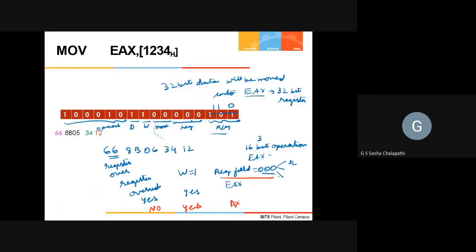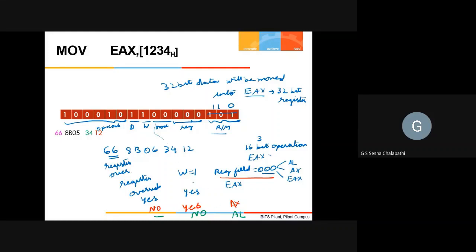Okay, it can be either AL or AX or EAX. If the W bit was 0, then that thing was very clear. If the register field doesn't matter, if W bit is 0, and the register field is 000, then it is directly understood that it is AL.